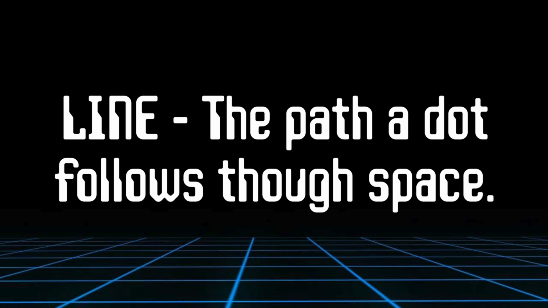So if you weren't aware, the way we define line in art and in graphic design and 2D and 3D art is the path a dot follows through space. So the thing I always tell my students is, if you were to take the tip of your pencil and put it on a piece of paper, and then drag your pencil across the piece of paper, you've created a line. It's probably one of our most basic elements of art.